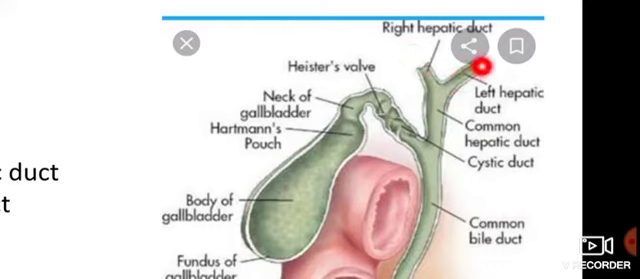Both right and left hepatic ducts exit from the corresponding lobes of the liver, and this exit of the two hepatic ducts is through the porta hepatis. The porta hepatis is the hilum of the liver that is situated at the junction between the posterior and inferior surface. So these two ducts together form a common hepatic duct.